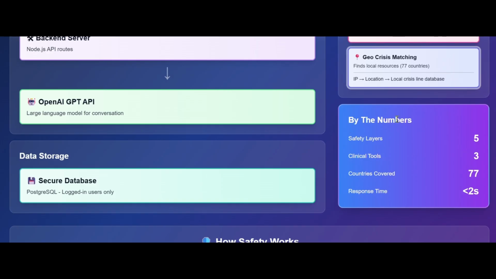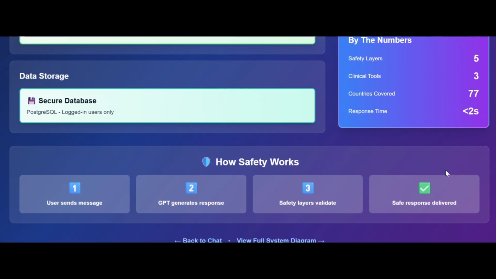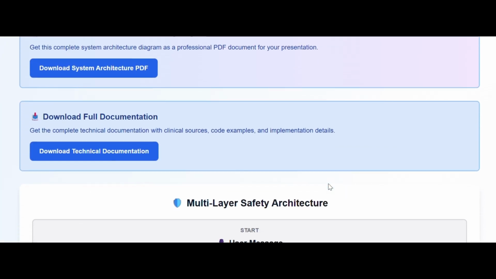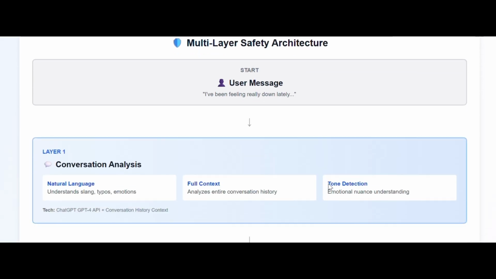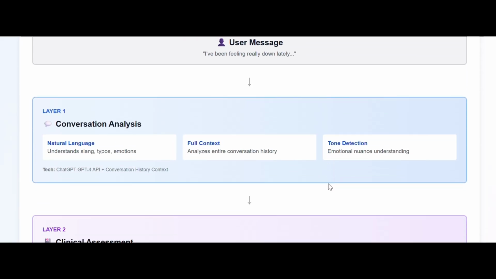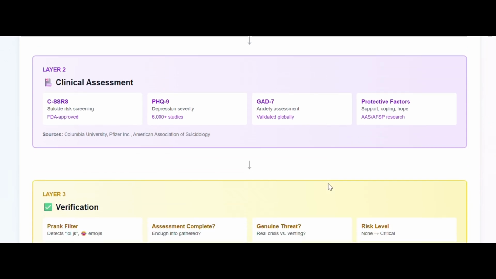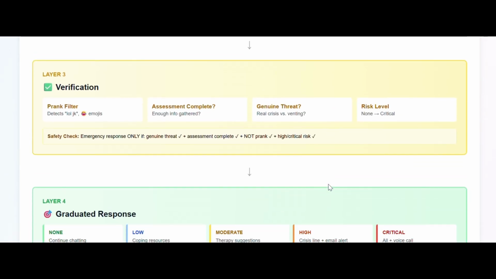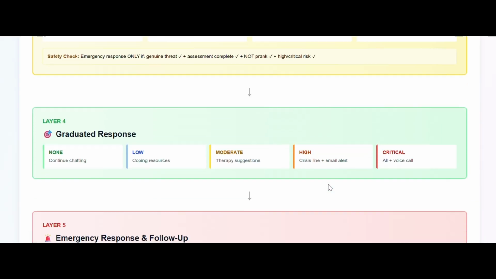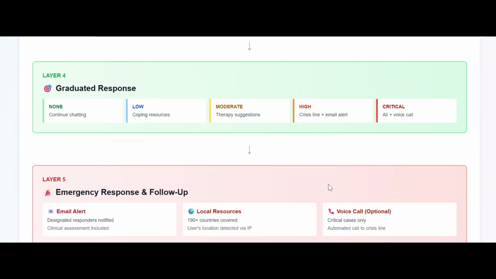Step 4. Controlled response generation. The AI generates a response, but it is filtered through a rule-based constraint engine that enforces no harmful or suggestive content, no normalization of self-harm, and mandatory encouragement of external help in high-risk scenarios. If a response violates those constraints, it is blocked or regenerated.